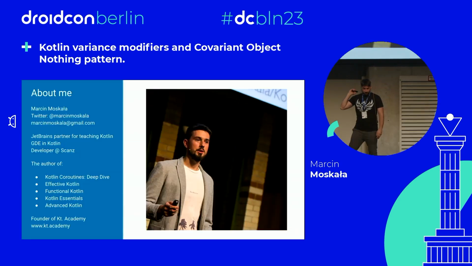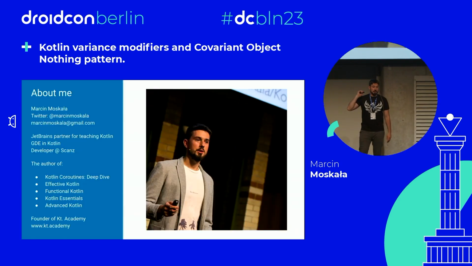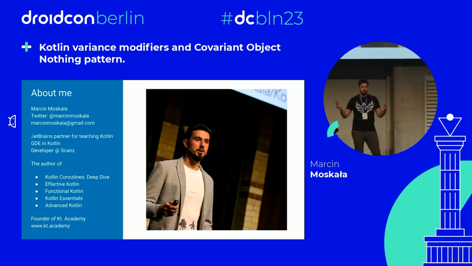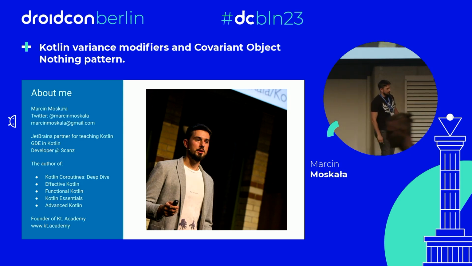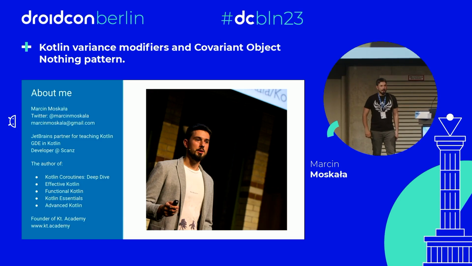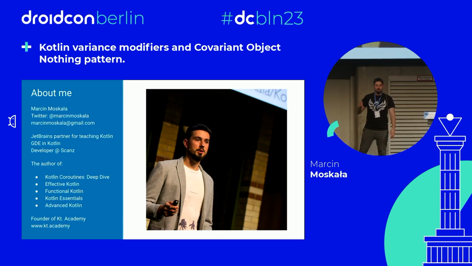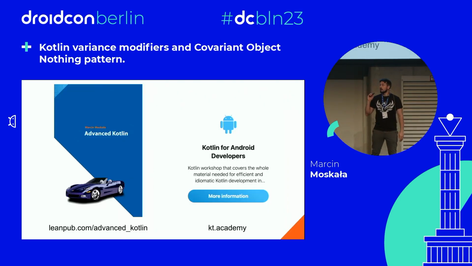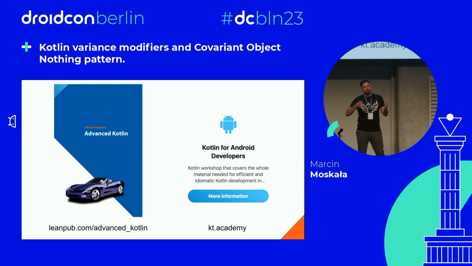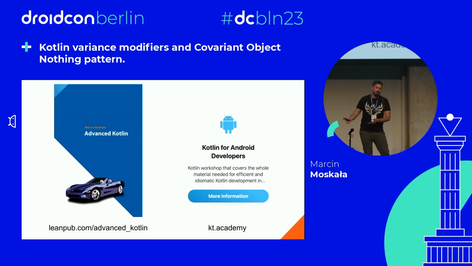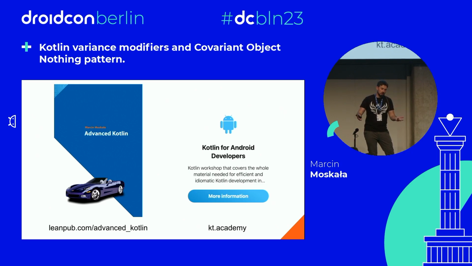So let's start with a very short slide about myself. I am Marcin Moskala, an author of a couple of books, including Effective Kotlin, Kotlin Coroutines, Kotlin Essentials, Functional Kotlin, and Advanced Kotlin. I'm also teaching Kotlin, and this presentation is based on a part of my workshop. The workshop's name is Kotlin for Developers. You can find it on KT Academy. So what I'm telling you right now is a part of my regular workshop.